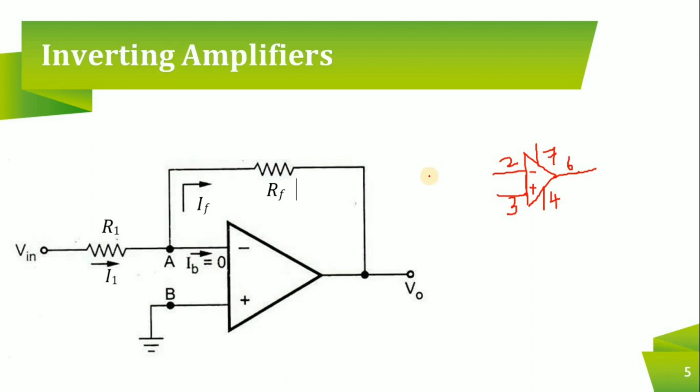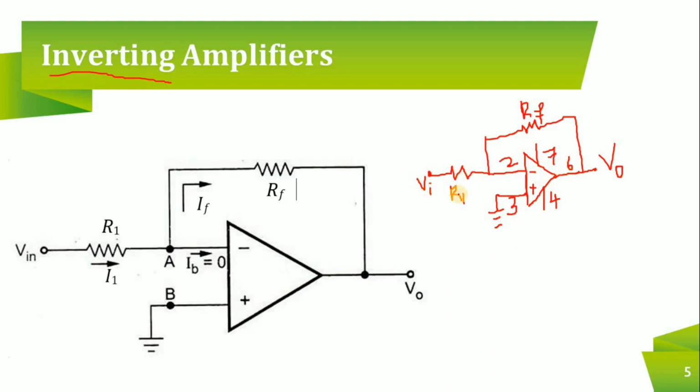I'll connect 2 with the input, because I want the input to be given to the inverting terminal. So this is R1 connected to Vi. From 2 I'll connect a resistor to 6. This is RF, which is the feedback resistor, and 6 is the output, which is V0. Now 3 is connected to ground. You don't have any other input to the ground. So 3 is connected to ground.